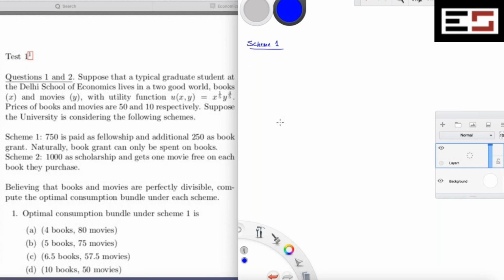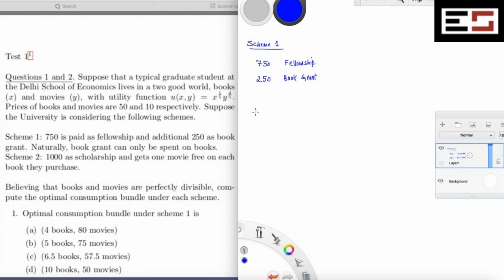In scheme 1, 750 is the fellowship amount and 250 is the book grant. The fellowship amount can also be spent on books, so there is no restriction on it. But there is a restriction on the book grant: it can only be spent on books. The fellowship amount can be spent on books, movies, whatever the student wants. You just have to keep these things in mind while setting up the problem.